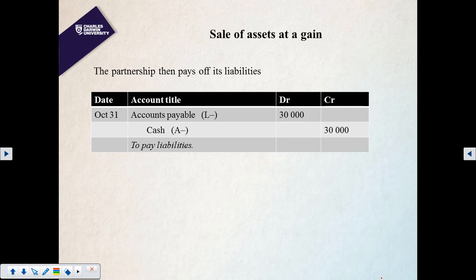Accounts payable debit. So the partnership then pays its liabilities. If we have any liabilities, we pay the liabilities: debit accounts payable, credit cash.